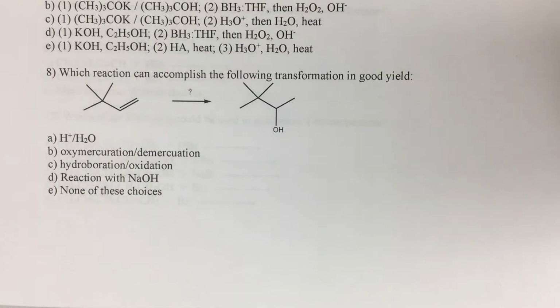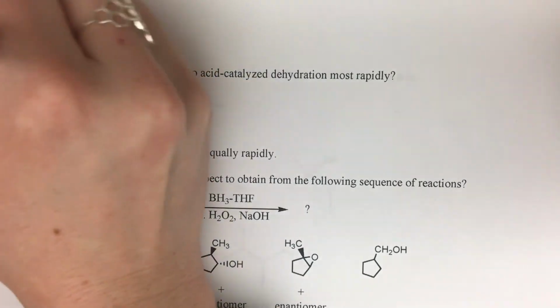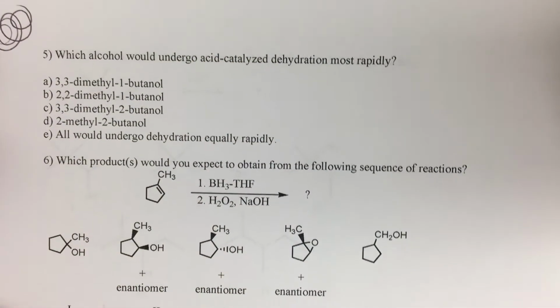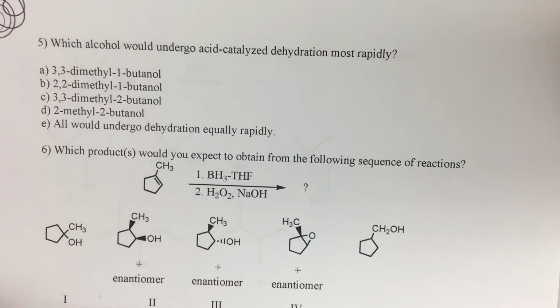I'm going to move on to question 5. I'm a little worried my pen isn't dark enough, so I'm actually just going to switch to a black pen. It's maybe a little bit easier to see. Okay, so number 5, which alcohol would undergo acid-catalyzed dehydration most rapidly?